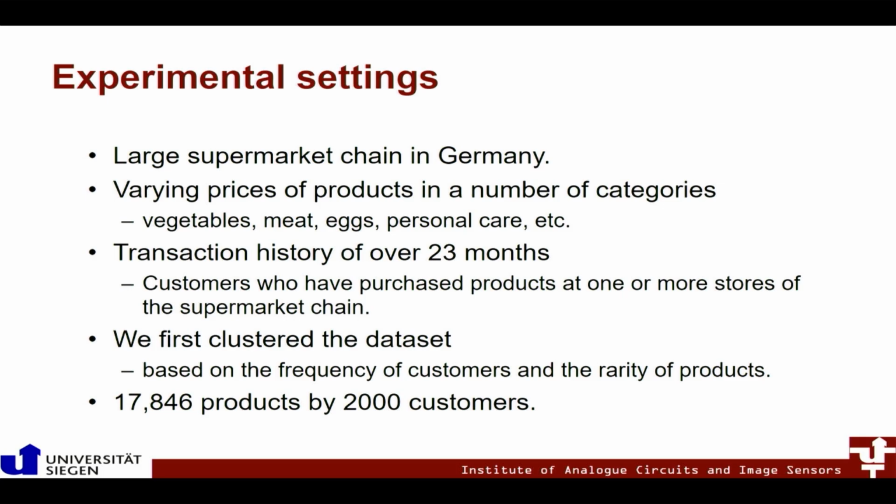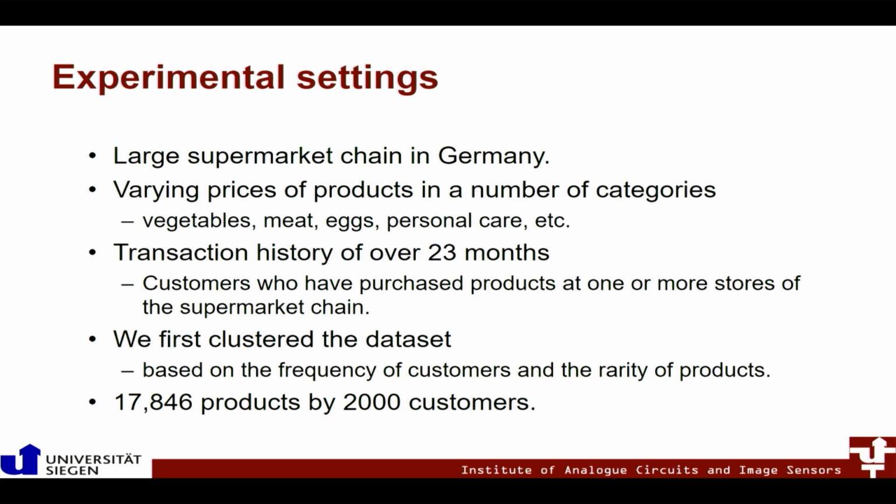So look at a large supermarket chain in Germany, which sells a large number of different products, vegetables, meat, eggs, personal care, etc., etc. And looked at their transaction history of 23 months. I'm going to give you a flavor of the amount of data which is there. So the study was led by Dr. Vinay Singh, who works currently for a different firm.